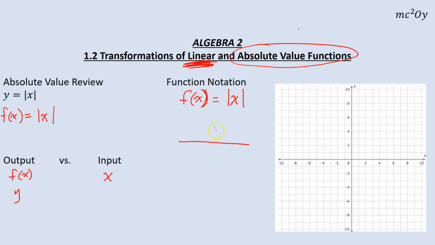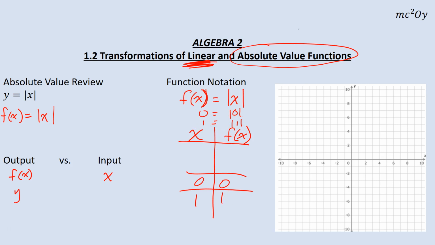So say we're building a t-chart, we have x, we have f of x, we can plug some values in. We can say, well, if our input is 0, substitute 0 in for x. The absolute value of 0 is 0, so our input of 0 gives us an output of 0. If we were to plug in 1, an input of 1 is going to give us an output of 1. It's kind of boring that way with these.